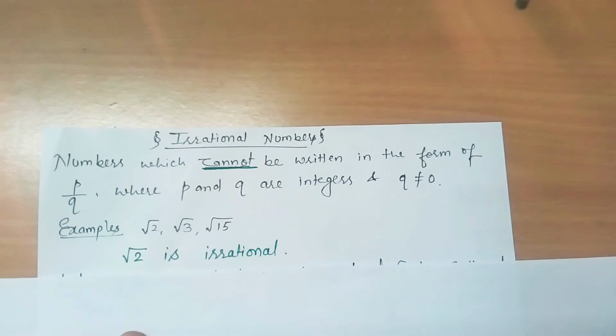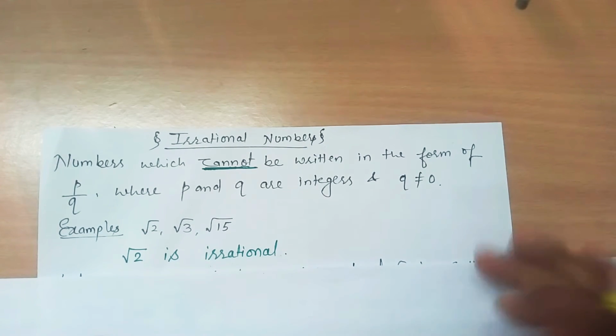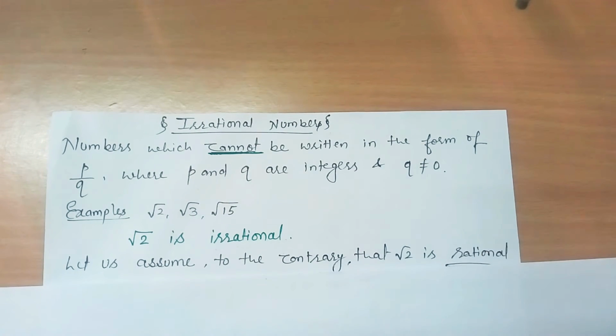Now, how to prove that root 2 is irrational? We'll prove it using the method of contradiction. That means we'll assume that root 2 is rational. So we'll write, let us assume to the contrary that root 2 is rational.